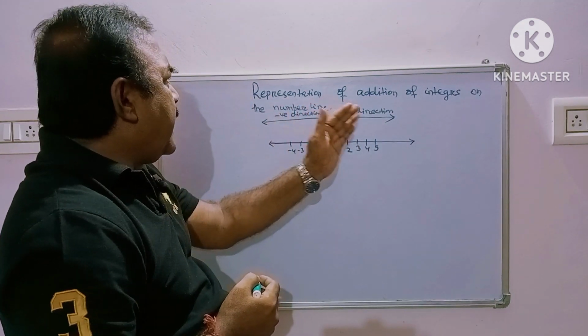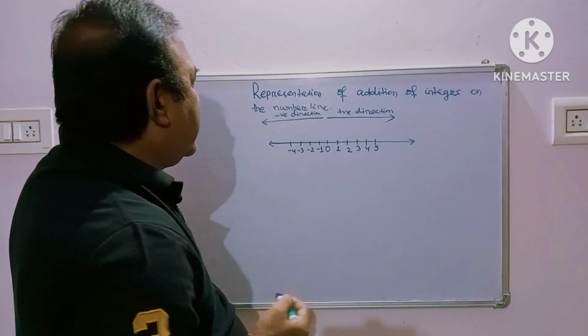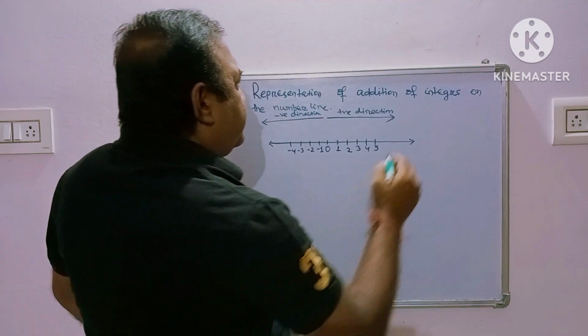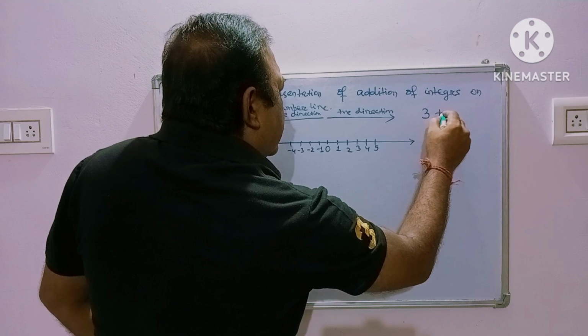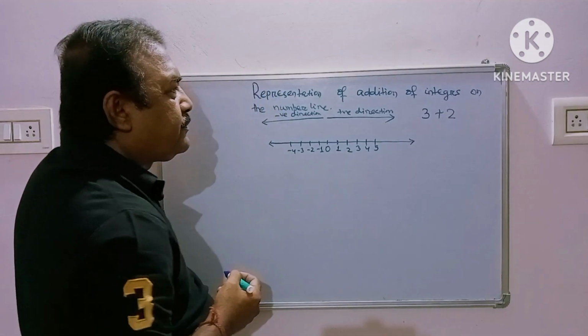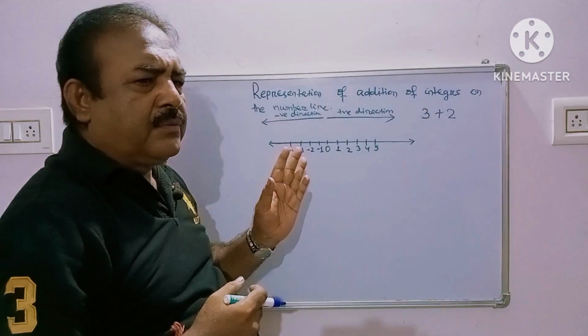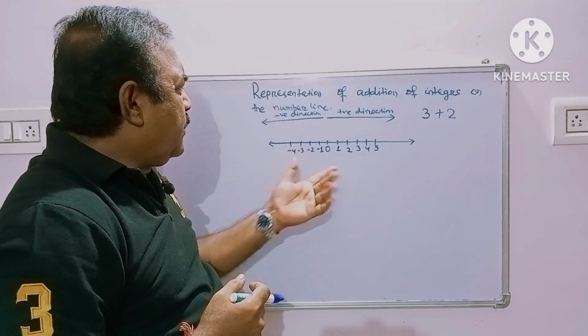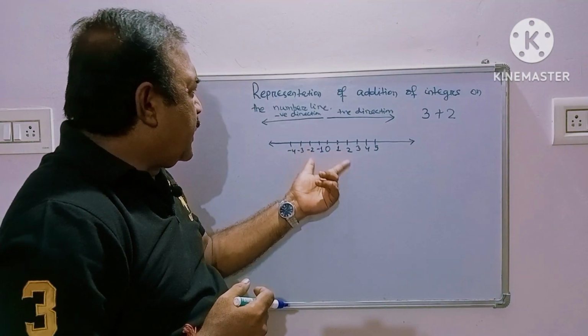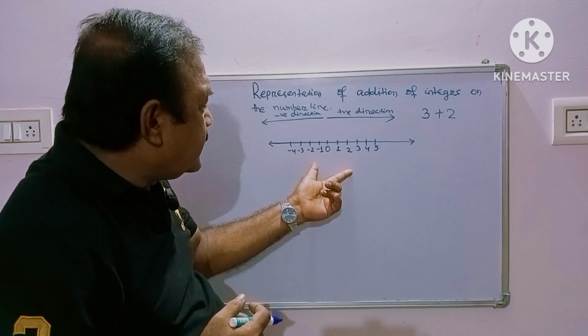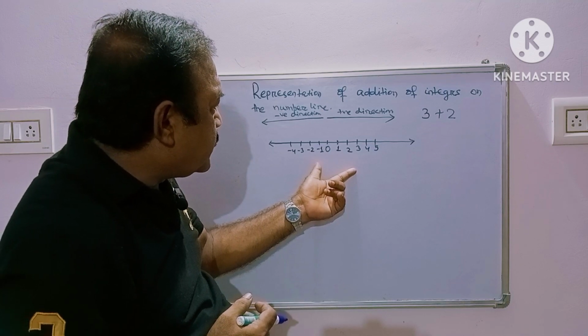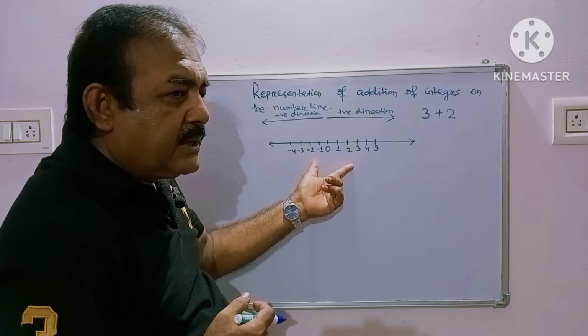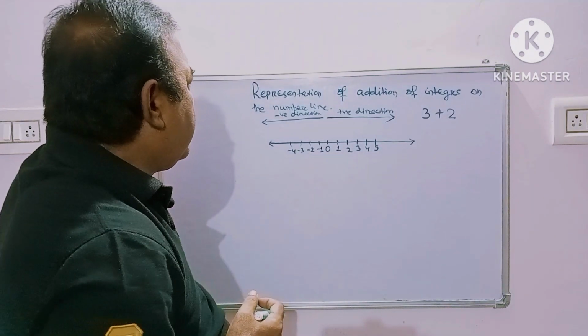So, representation of addition of integers on the number line. We take the example: suppose we have to solve 3 plus 2. We know 3 plus 2 is equal to 5. But we have to represent it on the number line, and on the number line we will see that yes, it's right, 3 plus 2 is equal to 5. We could see. So how do we do this?